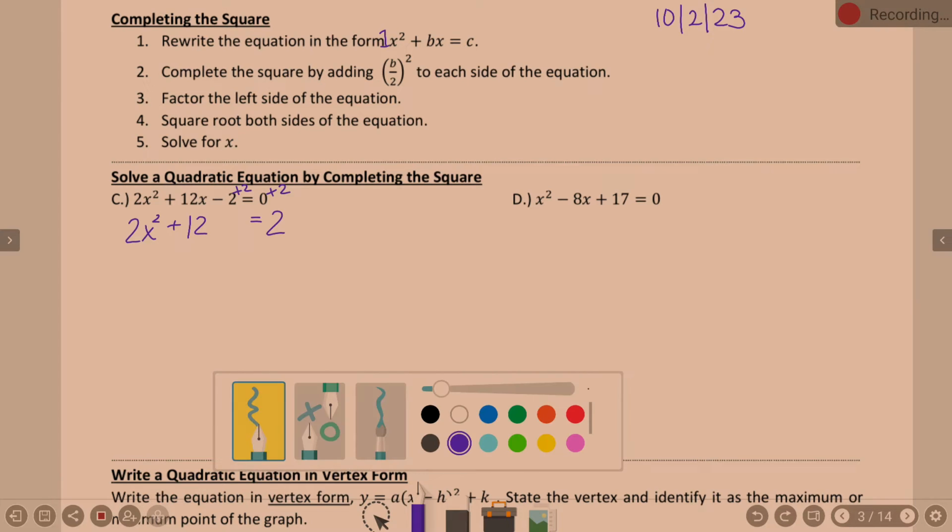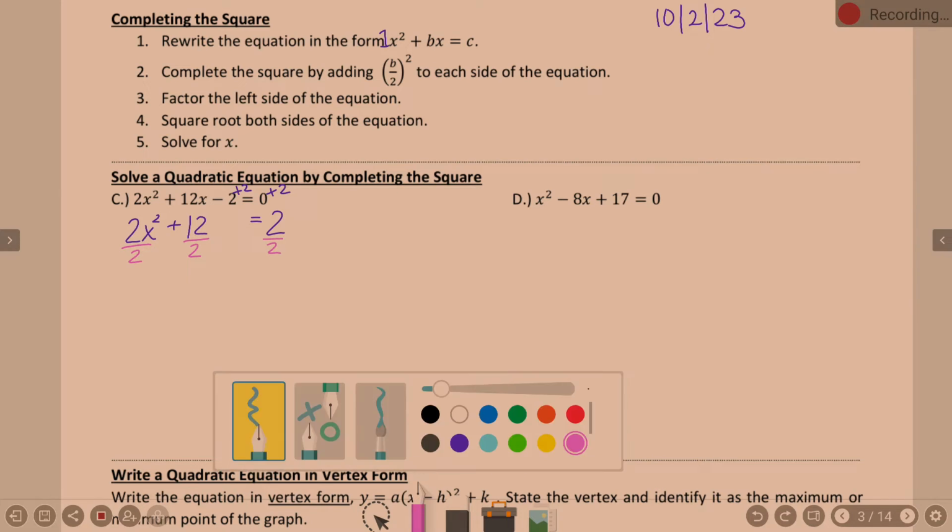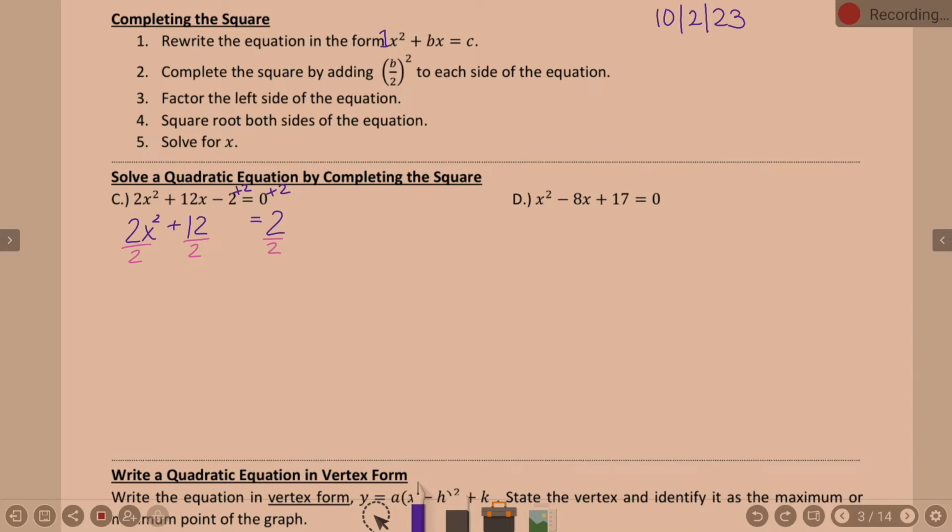In this case, we're going to divide the 2 out. If you divide the 2, you're dividing all terms by 2, yes? So I have x squared plus 6x, I'm going to leave a gap, remember, equals 1. Not that you have to leave the gap there, but I'm anticipating our next step. Okay, step 1, check it off your mental checklist.